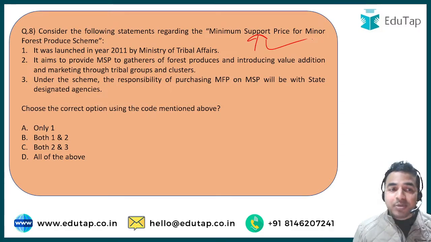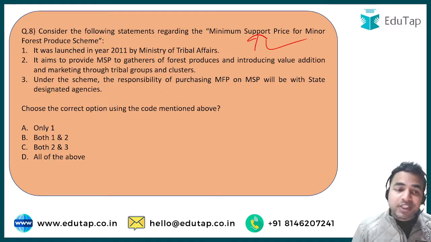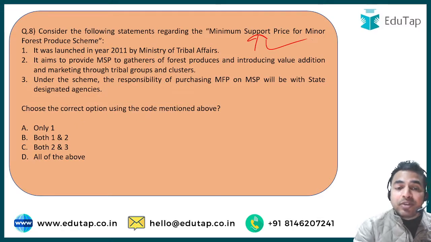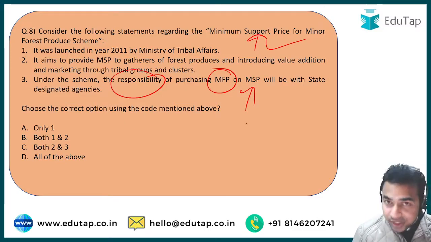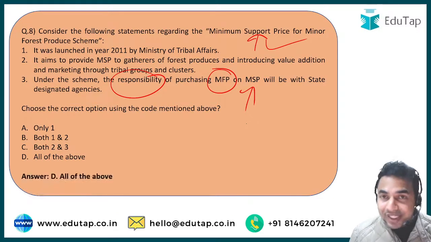The very first statement is talking about the launch year and the ministry which has launched this particular scheme. The second statement is asking about the aim of this particular scheme. The third statement is talking about the various responsibilities under the same. The responsibility of purchasing of the minor forest produce on this minimum support price will be with the state designated agencies. So here you are required to tell me the correct answer to this question, which is option D, that is all of the above.